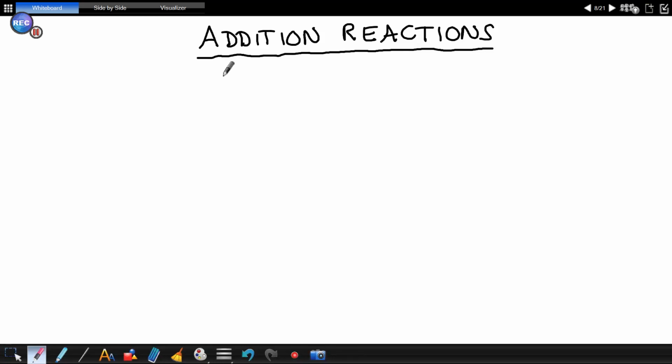Okay, so addition reactions. What is the condition for addition reactions? What molecules will have addition reactions? Alkenes and alkynes. So I can say addition reactions involve unsaturated hydrocarbons.